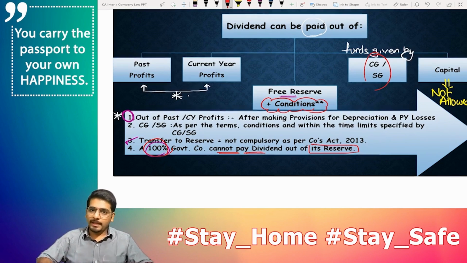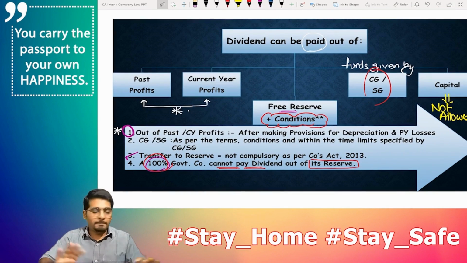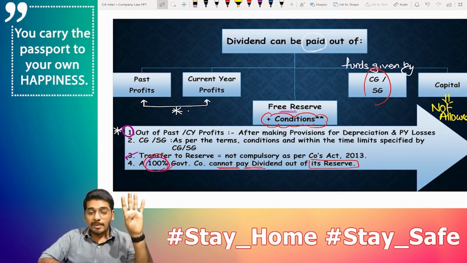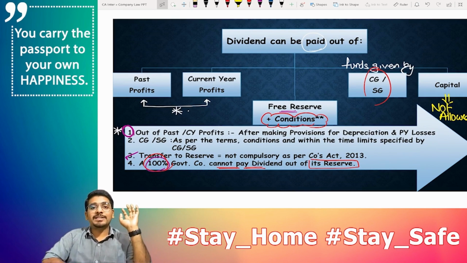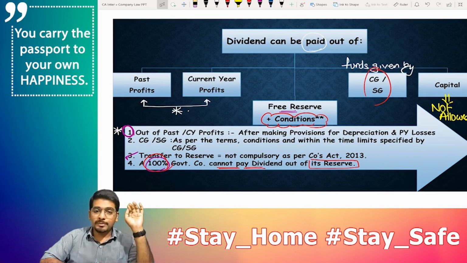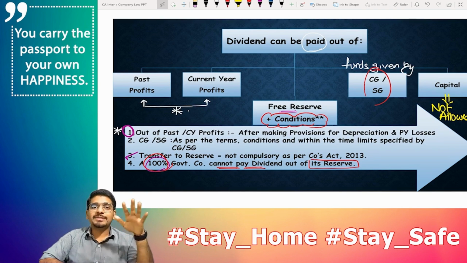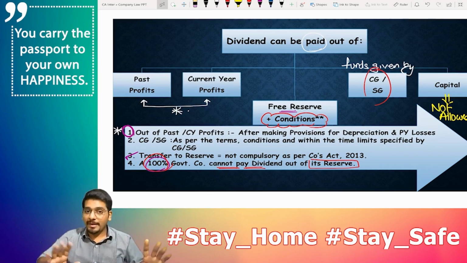Is that clear? Correct? This is your basic of the dividend chapter. Very, very basic portion I have explained. I have not even started with the conditions. Now, next that we are going to do is, what are the conditions required to be fulfilled if you want to make the payment of dividend out of your free reserves. There will be 4 conditions. All the 4 conditions must be satisfied. They are cumulative conditions, meaning you cannot have an optional satisfaction of either 1 or 2 conditions. No, all 4 should be satisfied if applicable.